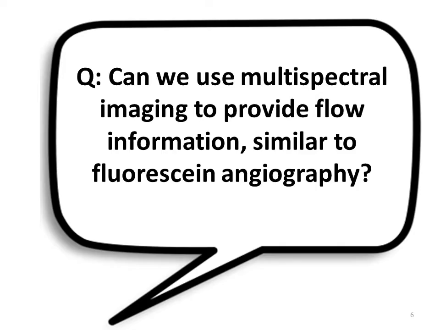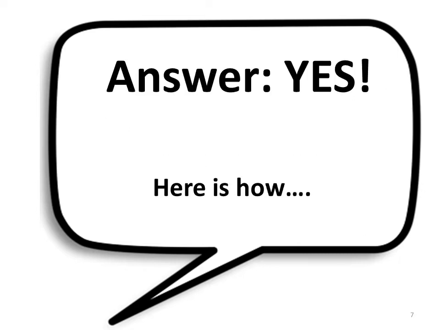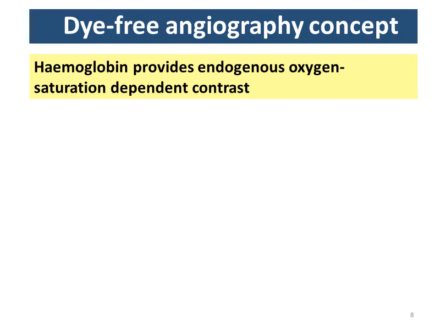So we asked the question, can we use multispectral imaging to provide similar information to fluorescence angiography without the need for injecting this dye? And the answer is yes, we can replicate quite a few features of vessel filling and laminar flow, and I'm going to explain how we do it.